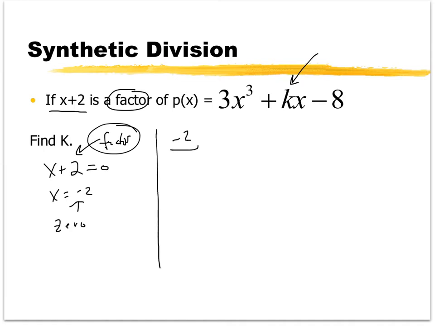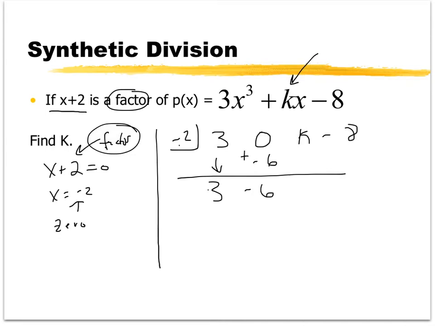But if I go through the synthetic division process, remember I put in the 0, which is negative 2. I have 3. I don't have a squared term, so I put 0. k is my linear term, minus 8. I go ahead and drop the 3. Negative 2 times 3 is negative 6. I add these. Negative 2 times negative 6 is a positive 12. I add these, so this piece right here is k plus 12. Okay?